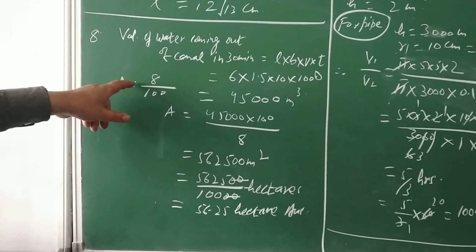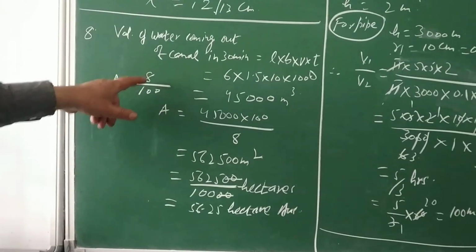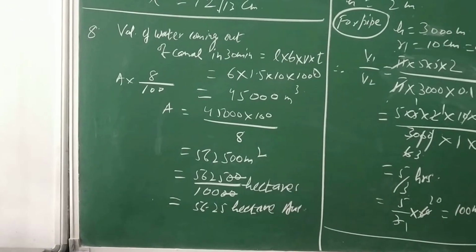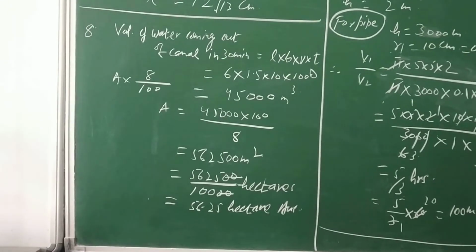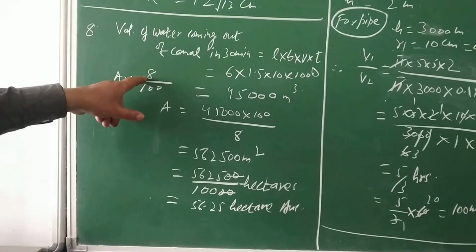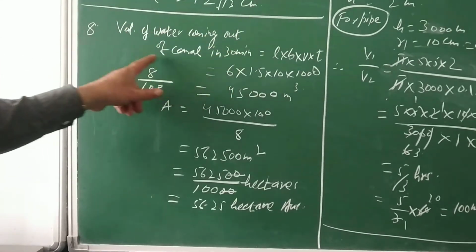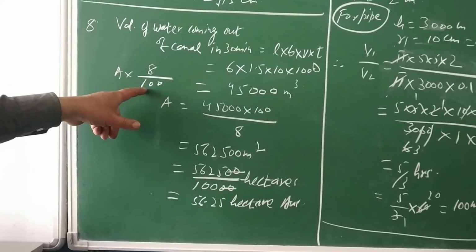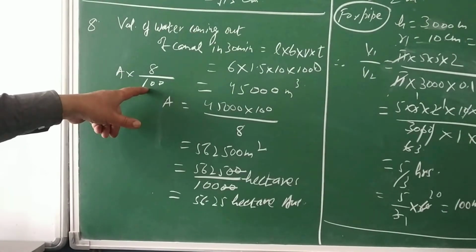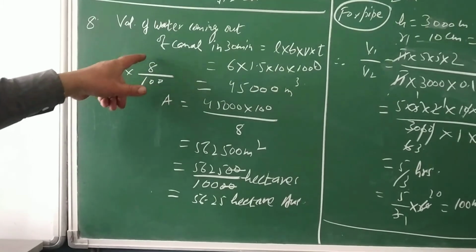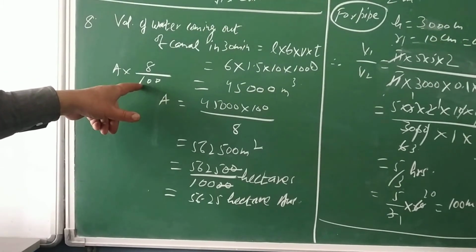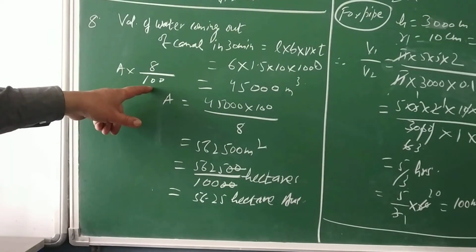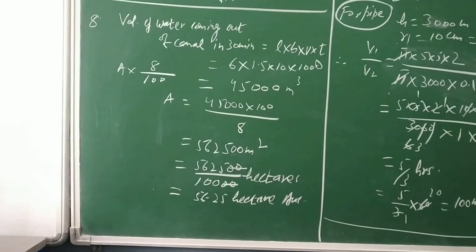Then A into 8 upon 100, because it is also mentioned in the question, if 8 centimeter of standing water is needed. So area into height, that is the volume of water coming out of the canal in 30 minutes. A into 8 upon 100, you understand? Area into height of the water, which is the minimum requirement, is 8, and that is given in centimeters. So I have converted into meters because other dimensions are there in meters.